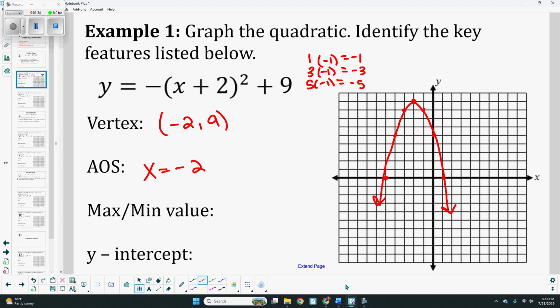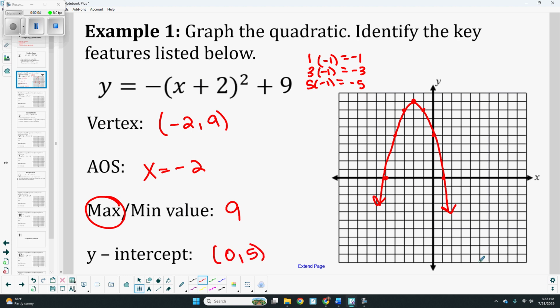So connect our dots. We can see now that we have a maximum value of 9. Right? The highest it reached was 9. And the y-intercept, we did have to graph it to see this, or we could plug x in as 0. So if I plugged x in as 0, that's 2 squared, which is 4. -4 plus 9 is 5, or I could say 1, 2, 3, 4, 5.